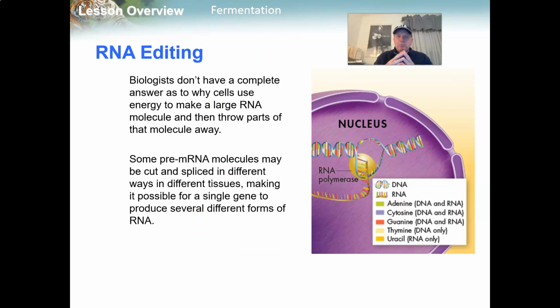Biologists don't have a complete answer to why cells use the energy to make a large RNA molecule and then throw parts of it away. Some pre-messenger RNA molecules may be cut and spliced in different ways in different tissues, making it possible for a single gene to produce several different forms of RNA. Also, this editing that goes on can also play a role later on in evolution.